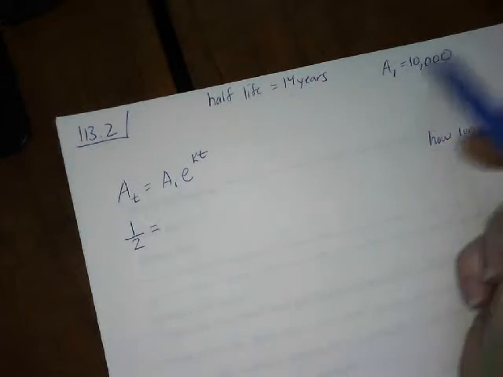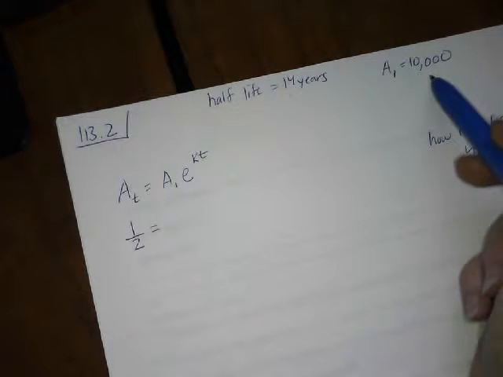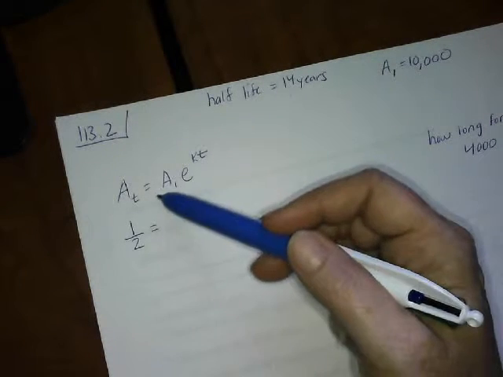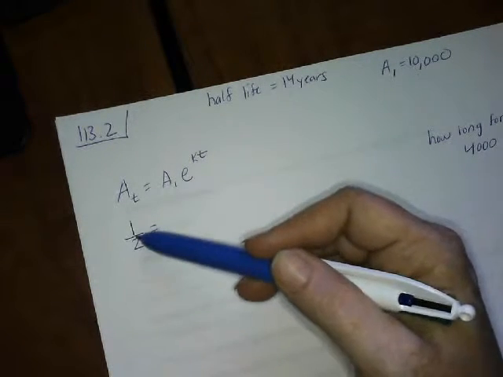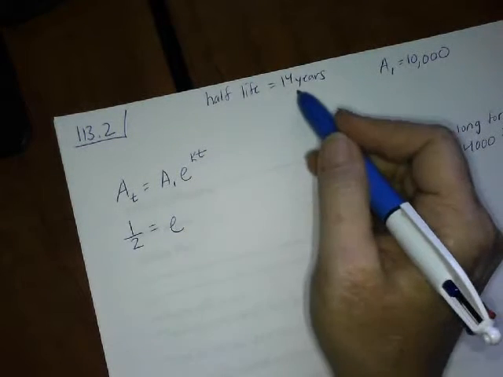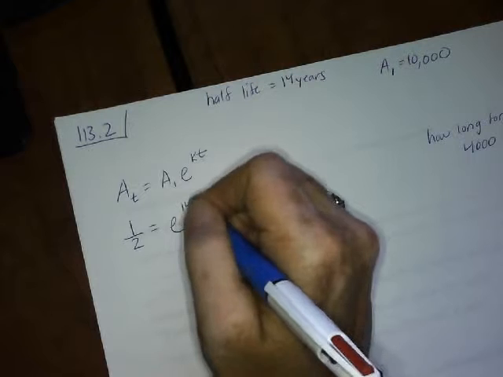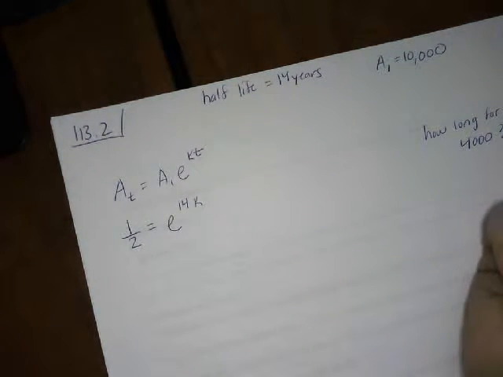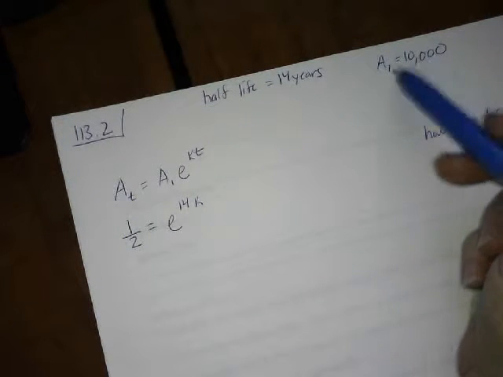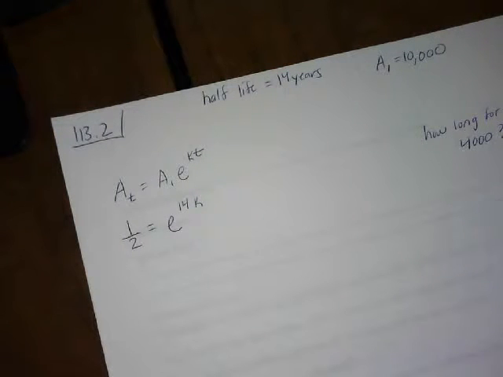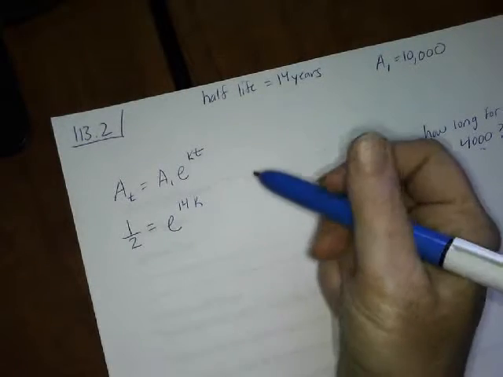It does matter what you started with because we're going to need that later, but you don't have to use it right now, because we just know that half of whatever that was is going to be left after a certain amount of time. And we know what that time is. It's 14. We're just trying to find out what k is. Then once we get k, we'll have a sub 1 and k, and we can plug some things in and we'll find out how long for 4,000 to be left.